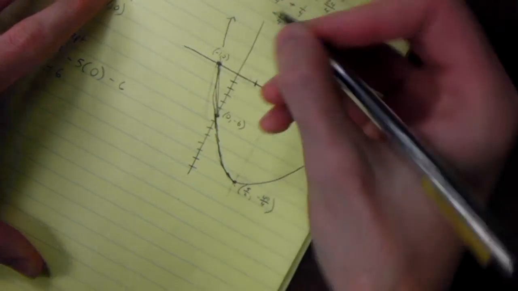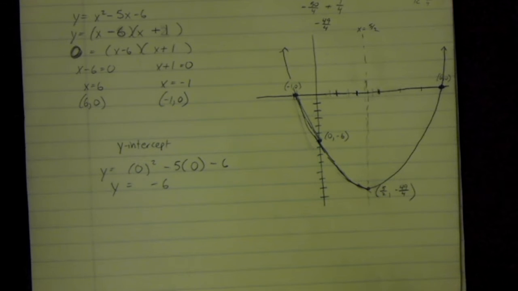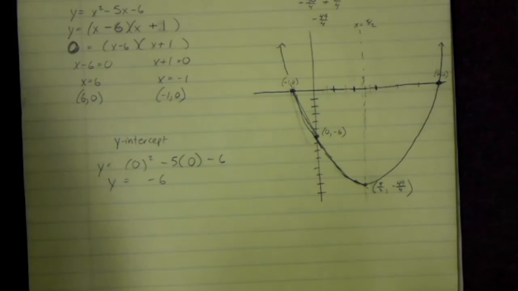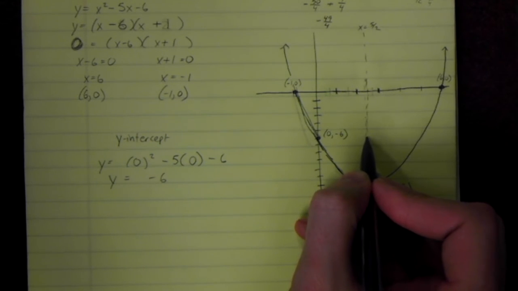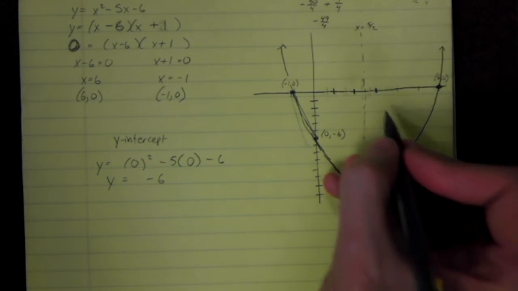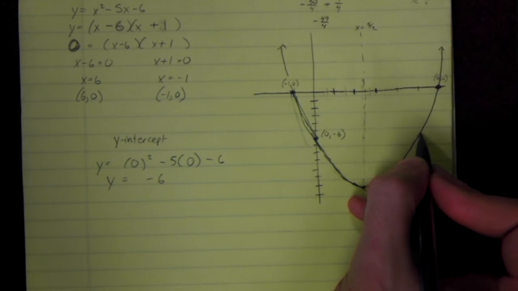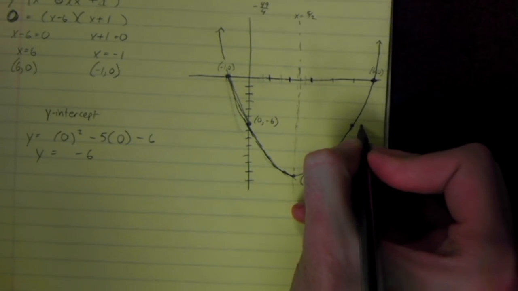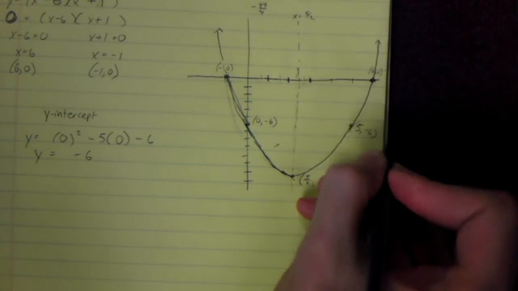So, there's your really good representation of what the graph would look like. Another cool thing you can do is notice that the distance from 0 to 5/2 is 2.5 units. So if I go 2.5 more units, over here at 10/2, which would be 5, I also have a point where the y value is negative 6.